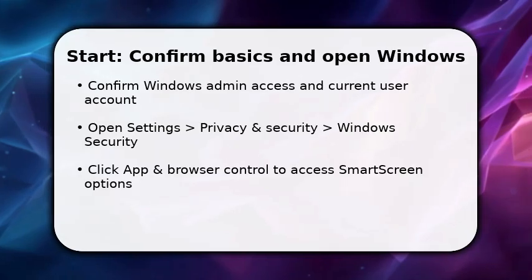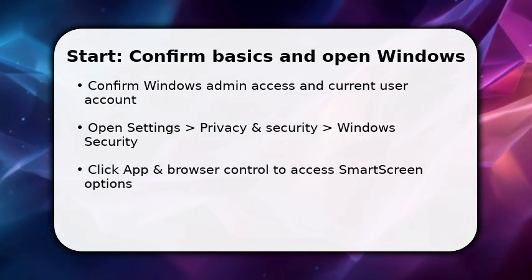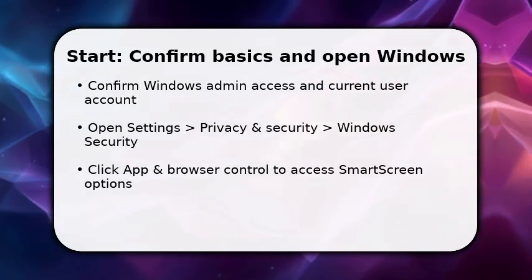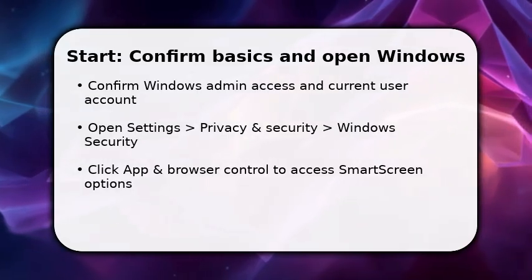Enjoy the video. You start by using an admin account so changes stick for all apps. Once signed in, open Settings and go directly to Privacy and Security. From there, click Windows Security, then choose App and Browser Control to find Smartscreen settings.